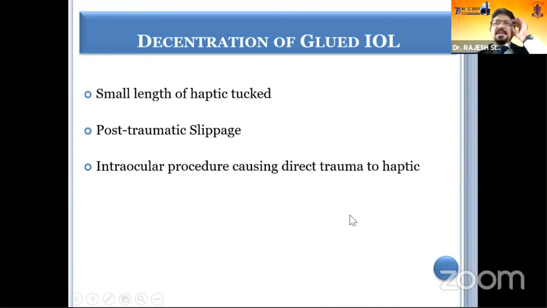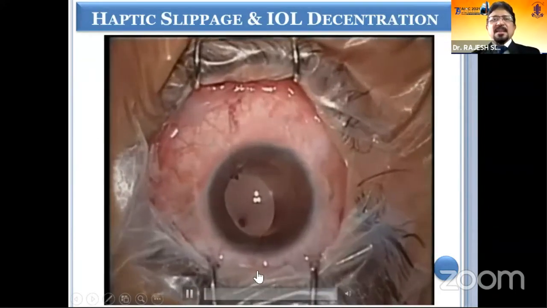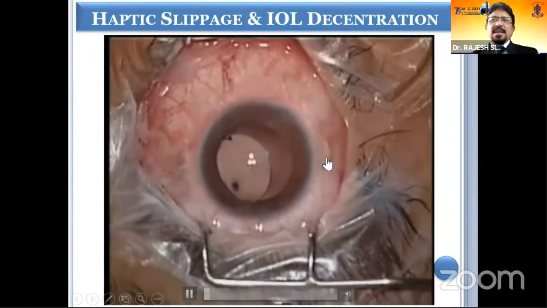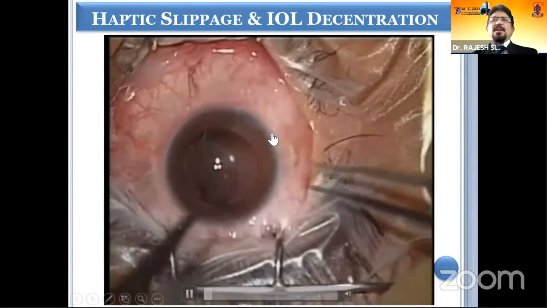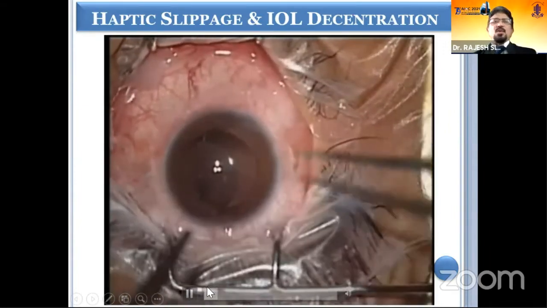Another point I would just like to add is, if the IOL is decentered, what will you do? So decentration can be seen because of small length of haptic tuck, or post-traumatic slippage, or intraocular procedure causing direct trauma to the haptic. This is a case wherein the haptic has slipped on one side.